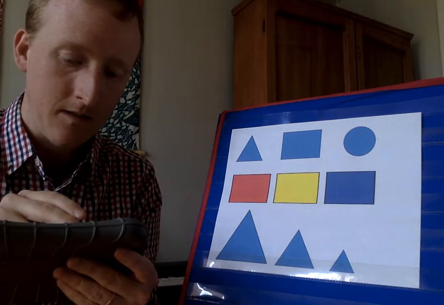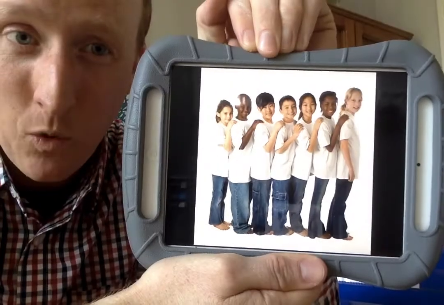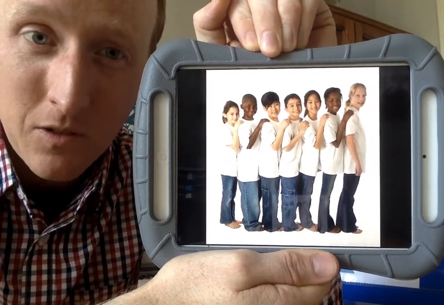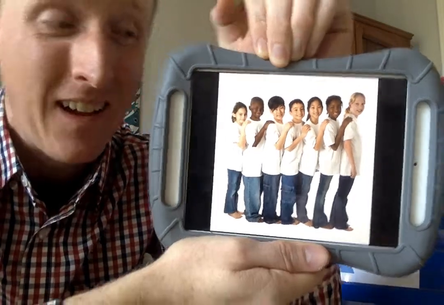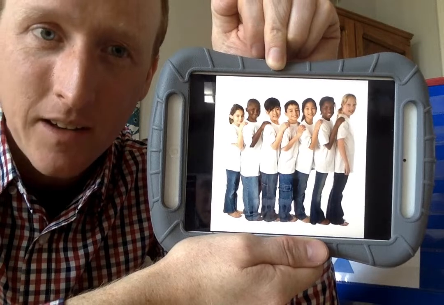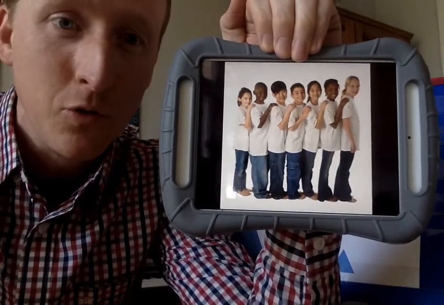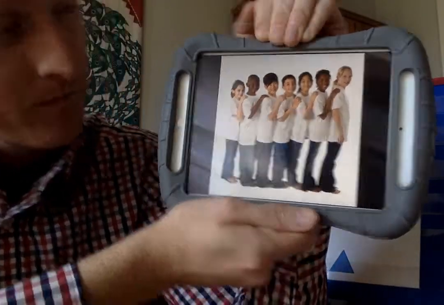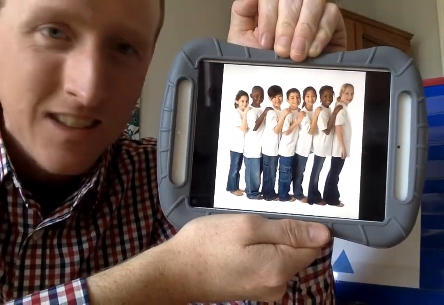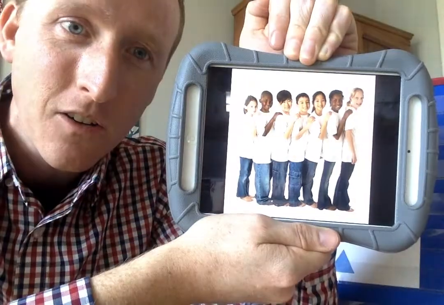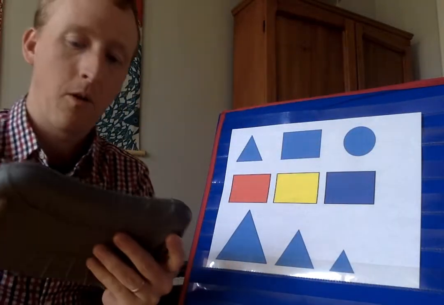Let's see. What's the same and what's different? Talk about it with your family. Pause the video. I see that they're wearing the same kind of clothes. Everybody is wearing a white shirt and everybody is wearing blue jeans. That's the same. What's different? They have different skin. Their skin is not the same. They have different hair. Their hair is different. That's something that I see that's different. Let's do one more.